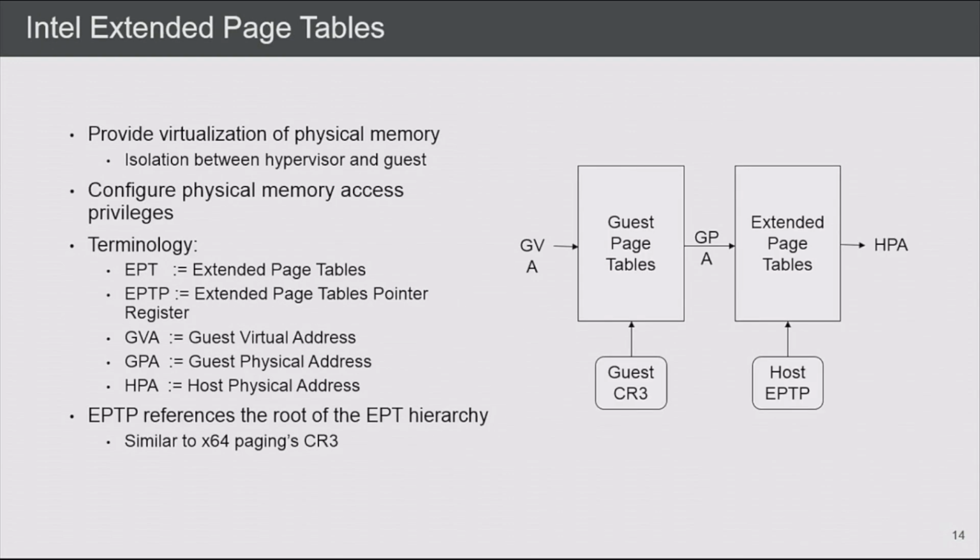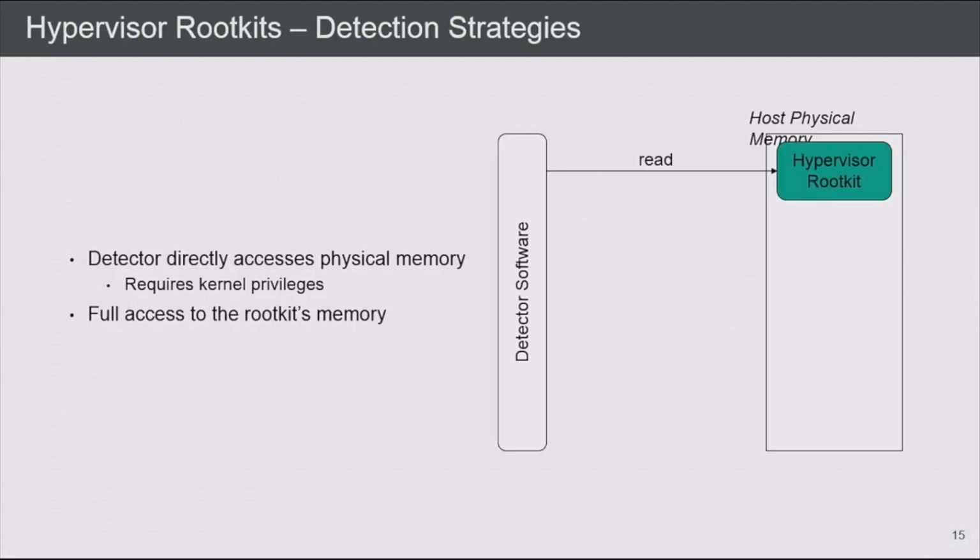In order to isolate its memory from the guest system, the rootkit typically uses a second address translation, which is provided by, for example, Intel's extended page table mechanism. So normally we would have the translation of a virtual address into a physical address, but with EPT enabled, we now have a second address translation from guest physical addresses to host physical addresses.